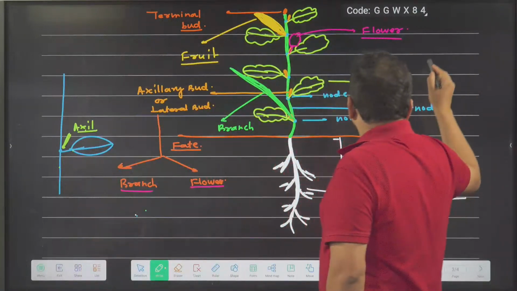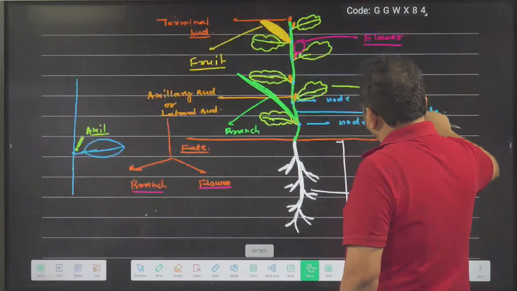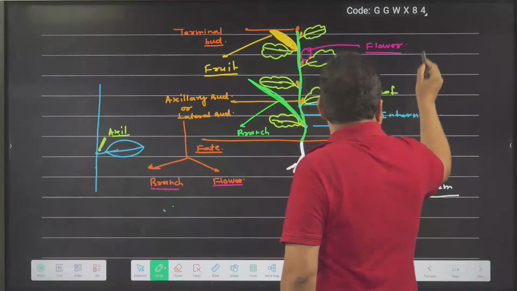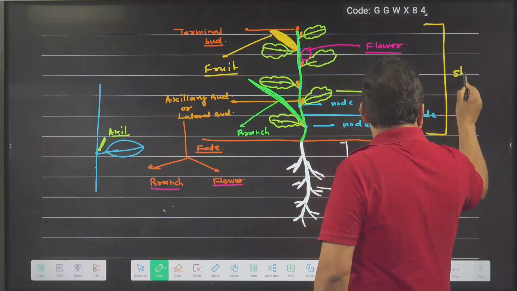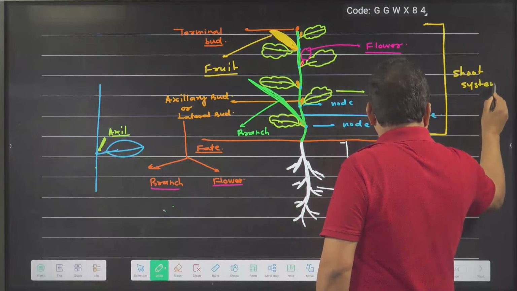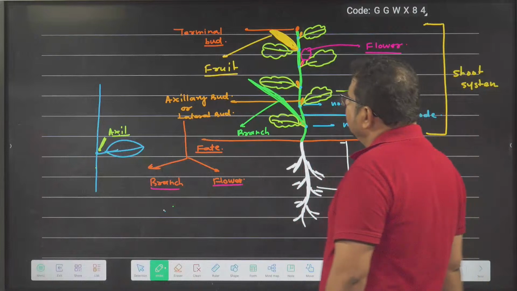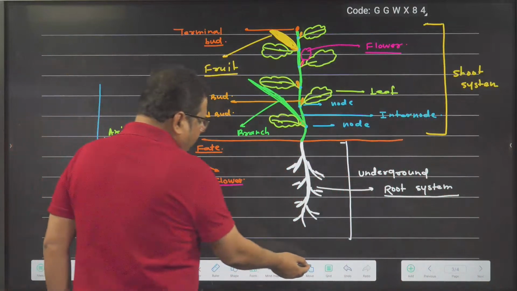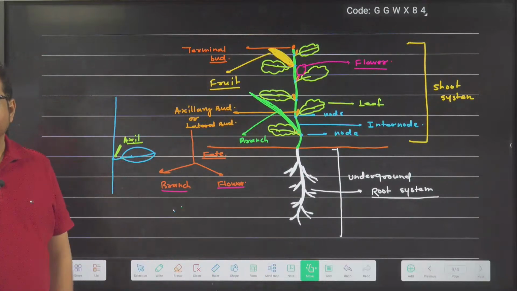So all these structures which are above the soil, present in the aerial part, form the shoot system. And these parts which are underground form the root system. So in the entire morphology of flowering plants, we are going to discuss only these in detail.